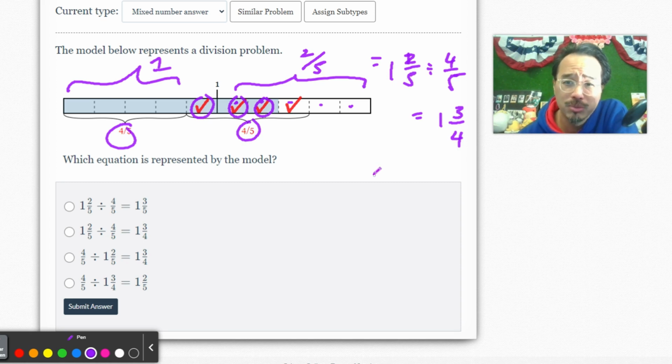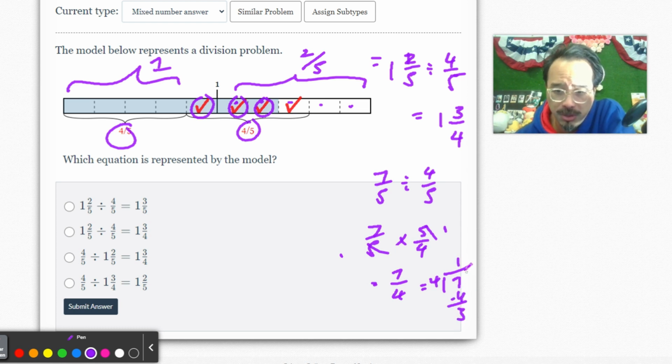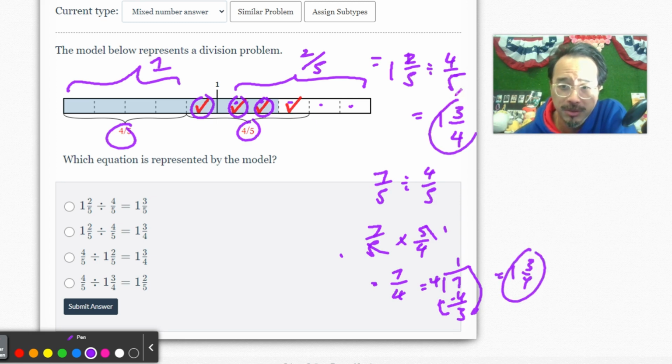Now, 5 times 1 is 5, 7. So I'm actually just dividing the question. Let's keep, change, flip. Cancel, cancel. So this is 7 times 1 is 7, 1 times 4 is 4. 4 times 1 is 4, 3, 1 and 3/4. Exactly the same answer, which is reassuring.